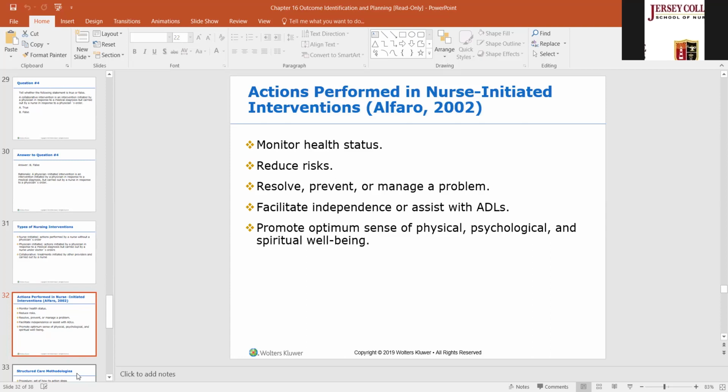Okay, we're doing things to reduce the risk. We're doing things to help resolve, prevent, or manage a problem. We're doing things that will help that patient with independence, ADLs, and optimum sense of well-being.